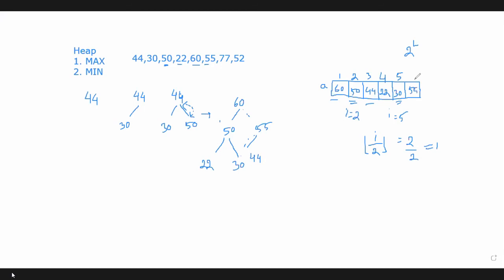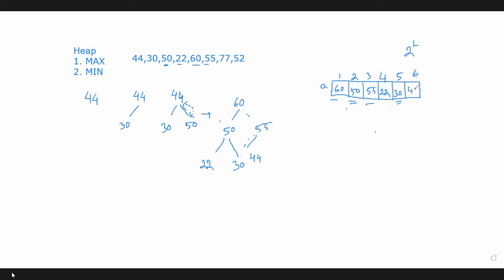After inserting 55, now the value of I is 6. Okay, so which one is the parent node of 6? 6 divided by 2 is 3. So now compare that node 3 with 6. Compare 55 with 44. The parent node is less than 55, so change these two nodes, 55 and 44. So now we can add 55 here, and 44 will be inserted in position 6.